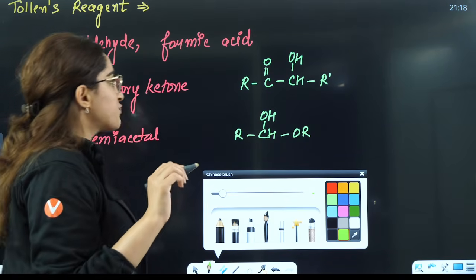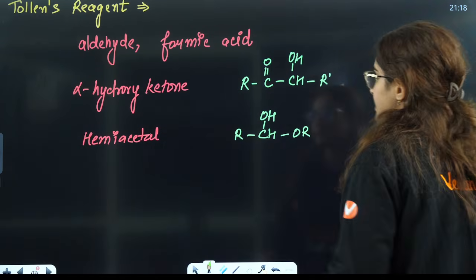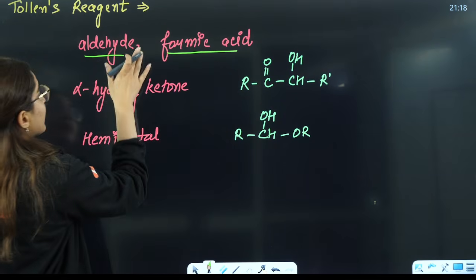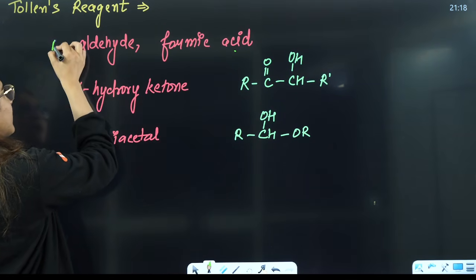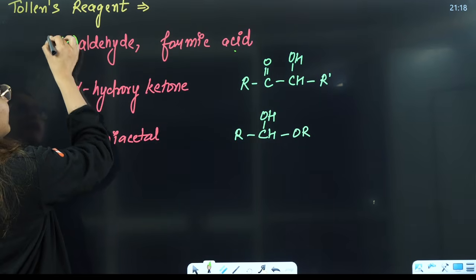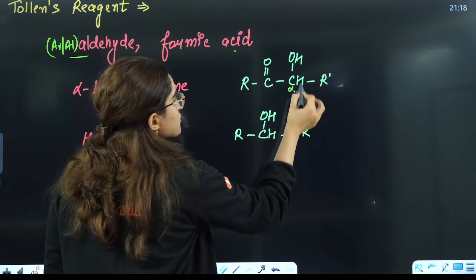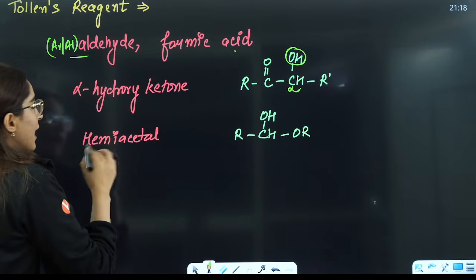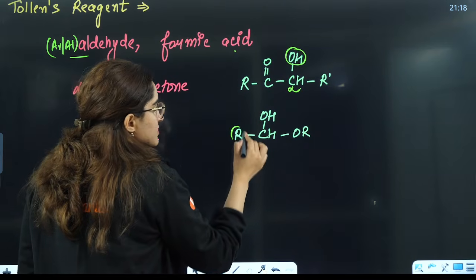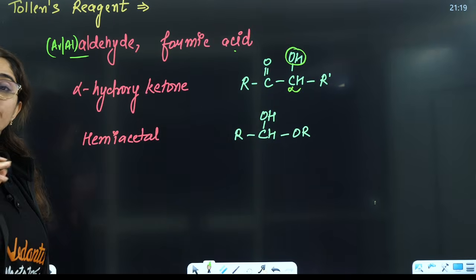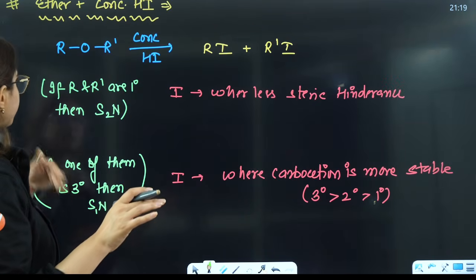Now, in this case, firstly, you should know this Tollen's test is given by aldehydes and formic acid. It is given by both aromatic and aliphatic aldehydes. Alpha hydroxy ketone, that means on the alpha position you have hydroxy. Hemiacetal means the carbon which has R, OH, OR and 1 H, that is hemiacetal. So all of them give Tollen's test, right?